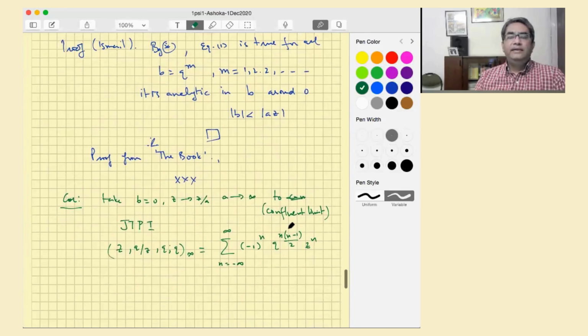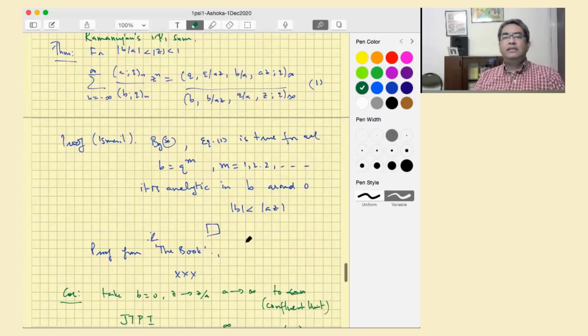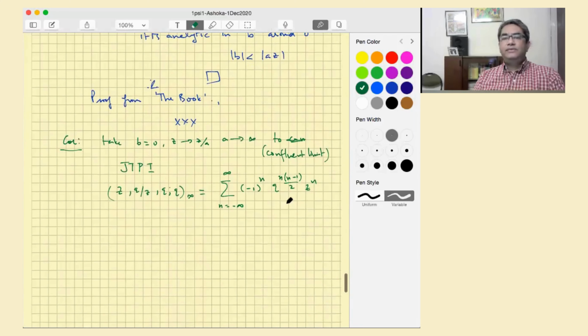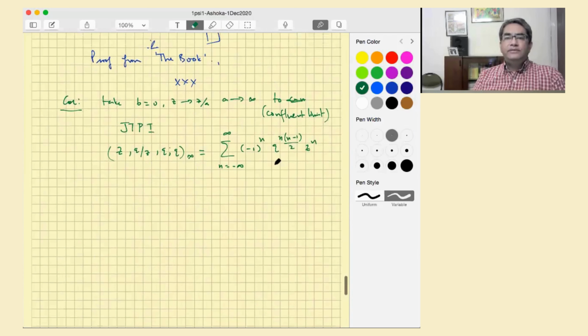So you can see this term. If I replace b by 0, this will disappear, and I replace z by z over a and take the limit as a goes to infinity, this term will disappear, but it will leave some residue. I mean, not that residue, it leaves some terms behind. And there are further corollaries. I'll just take 2 minutes to write them down.